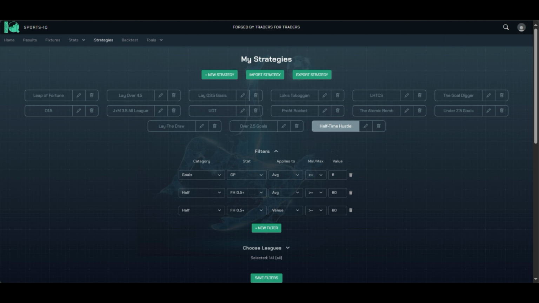This strategy isn't just about quick wins, it's about building a disciplined, data-driven approach that stacks the odds in your favour. Imagine sitting back and watching these first half goals roll in, knowing you've entered with a strong edge and a well-timed entry. It's fast, it's thrilling, and more importantly, it's grounded in results.